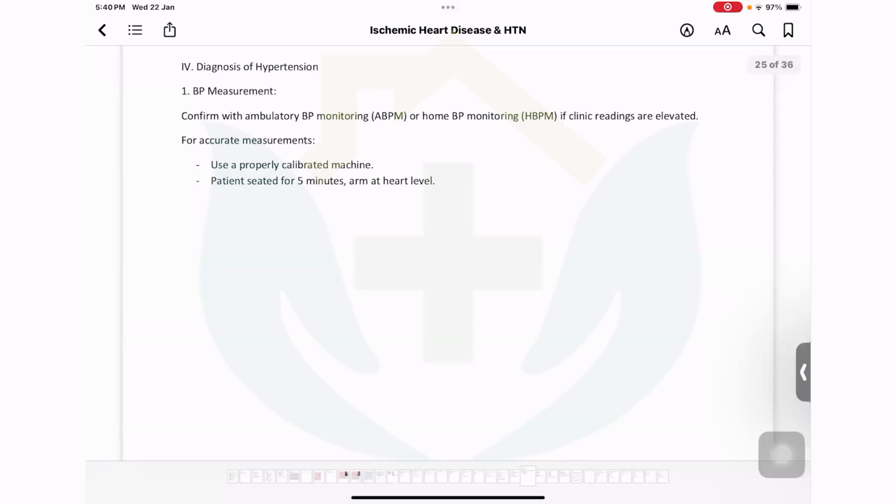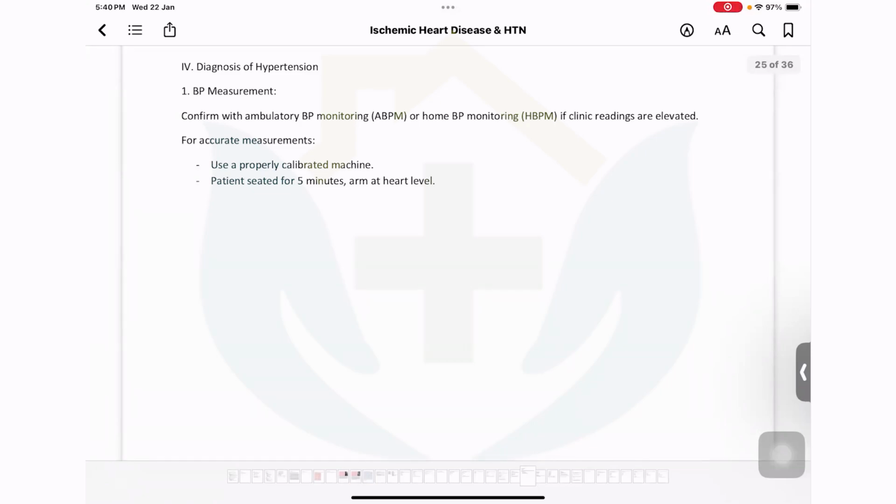So to diagnose, what you are expected to do is confirm the BP with ambulatory BP monitoring. Now, unlike in India, where if the question is asked, we may not have an answer, in UK, as far as the MRCP exam is concerned, if you need to diagnose hypertension, you have to confirm the readings via ambulatory BP monitoring or HBPM, that is home blood pressure monitoring, if the clinical readings are elevated.